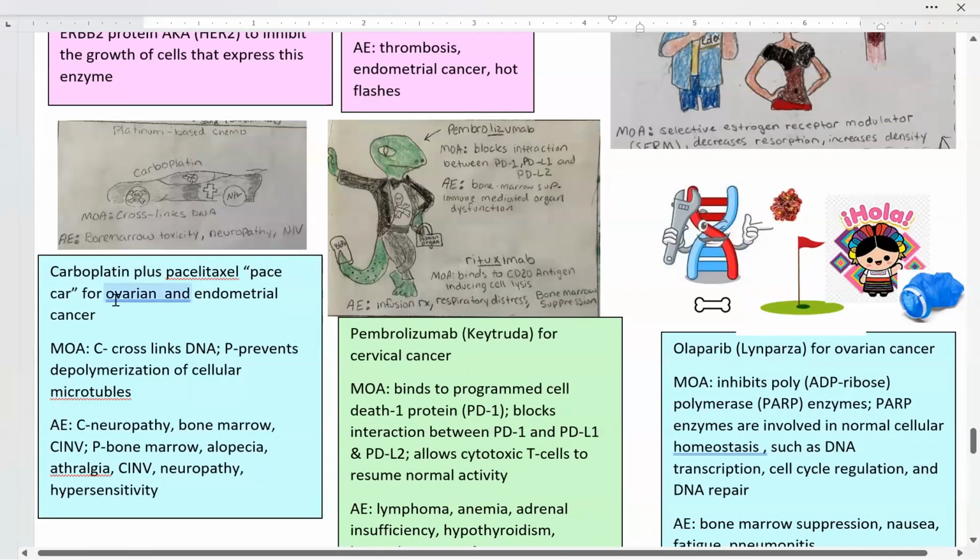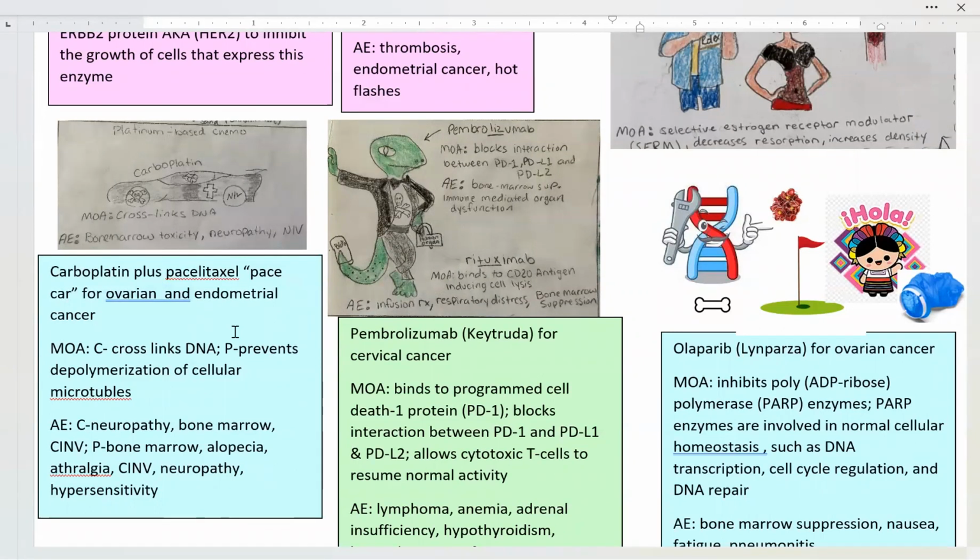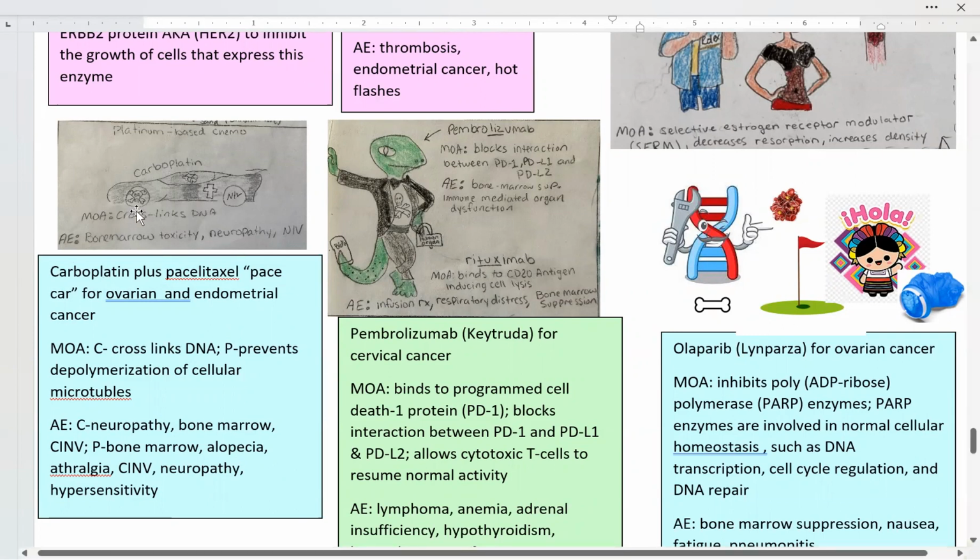And so the MOA of carboplatin is that it cross-links DNA. So I have a cross on the curve for cross-links DNA. The paclitaxel prevents depolymerization of cellular microtubules. It's not shown in the picture. And then the adverse effects of carboplatin are shown in the picture.